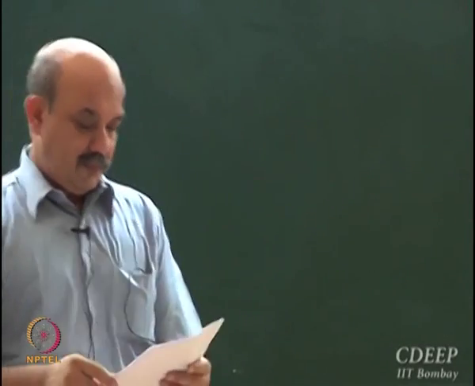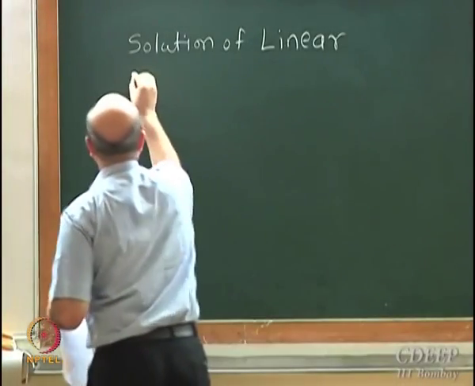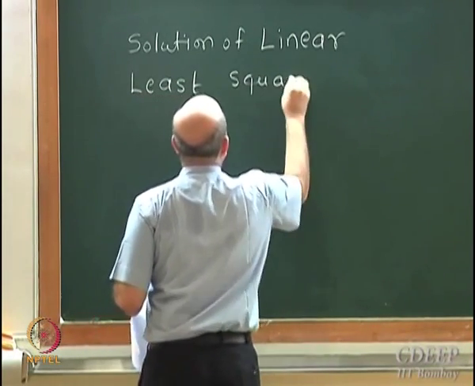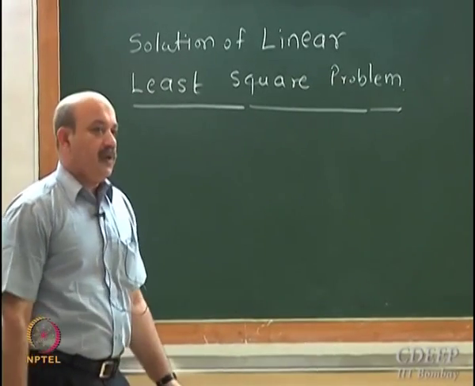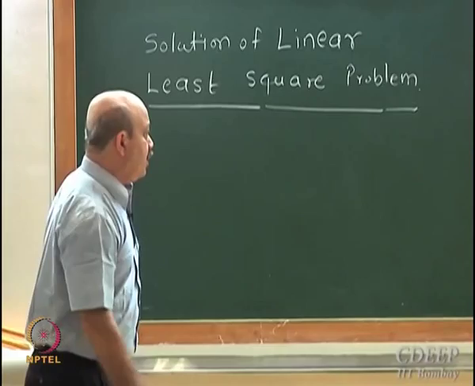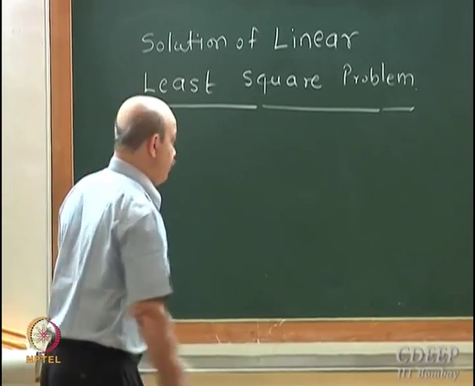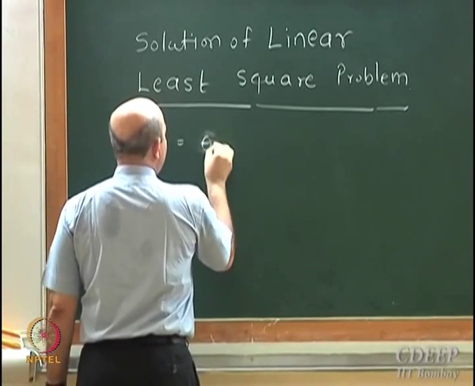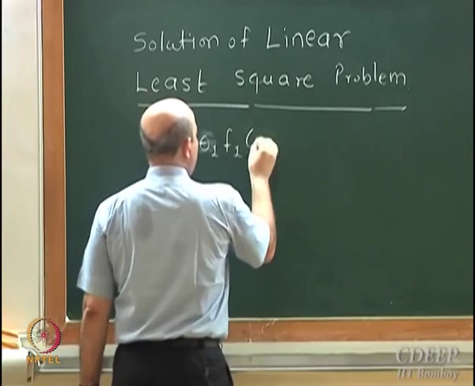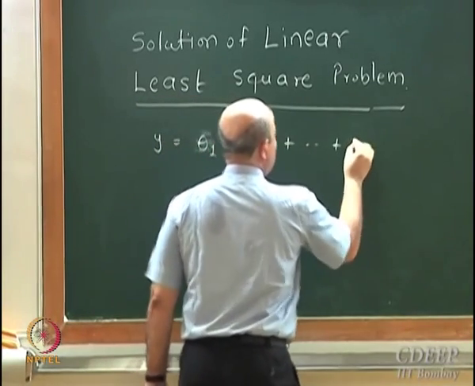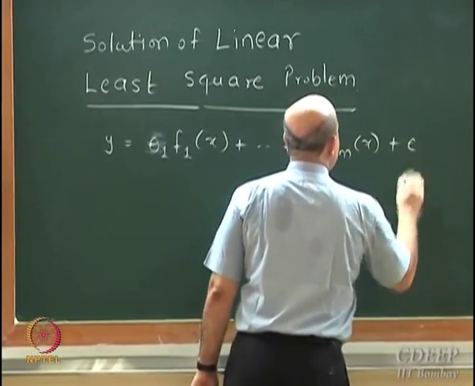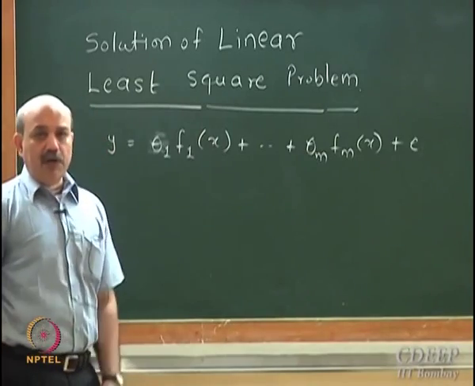So just to have a recap, this is just the solution of linear least squares. We have collected data and we have some model. This model could be, in general, y is equal to theta 1 f1(x) plus ... plus theta m fm(x) plus error.